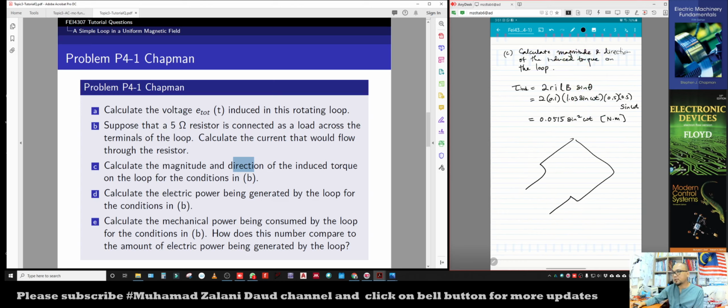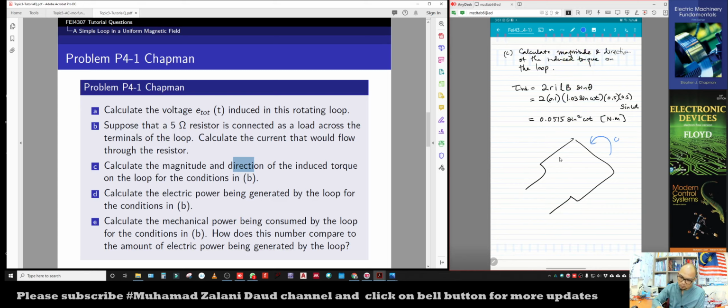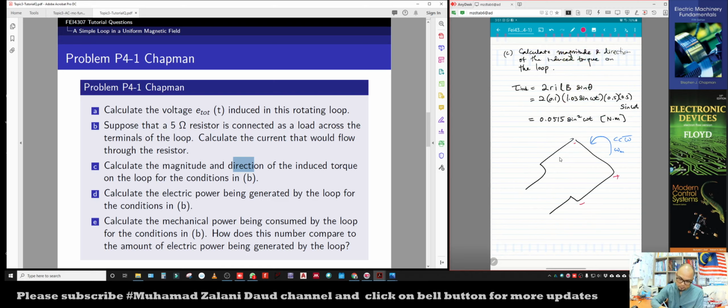Okay, so let's say this is our wire loop. We know that we rotate this wire loop in the counterclockwise direction, CCW, at omega m. Since this wire loop is inside the uniform magnetic field, voltage will be induced in the AB segment and CD segment. So the direction of the voltage induced, we can draw it like this.